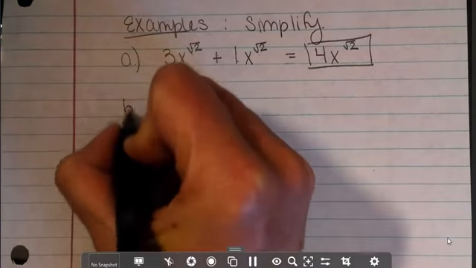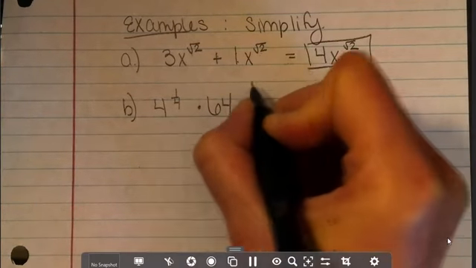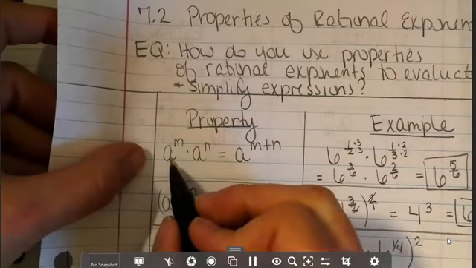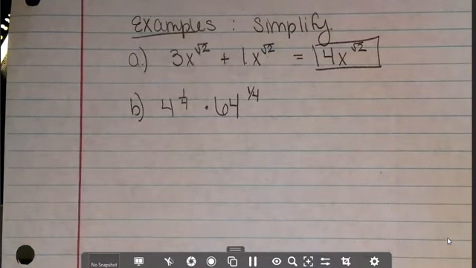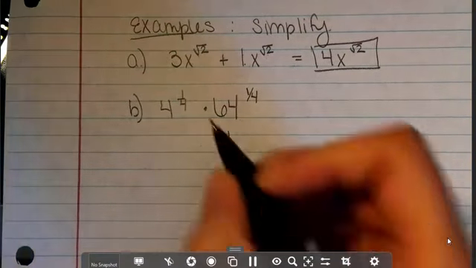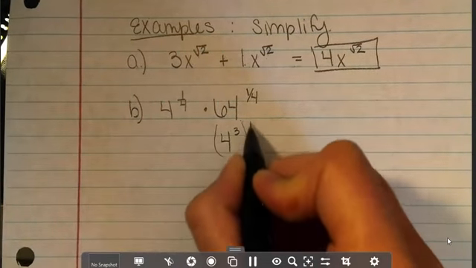Okay, how about another one? If I have 4 to the 1/4 times 64 to the 1/4. Okay, well, the property that we had for multiplying is the first one we did, right? If I have like bases, I can add my exponents. Notice here I don't have like bases. The question is, can I have like bases? So can I make 64 into something with a base of 4? In fact, 4 cubed is 64. So this is really 4 cubed raised to the 1/4 power.